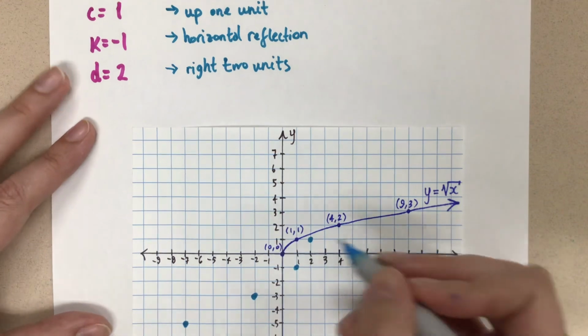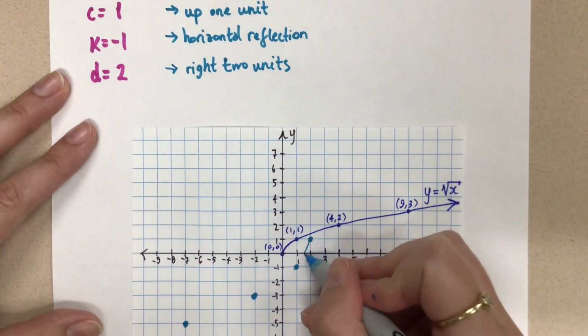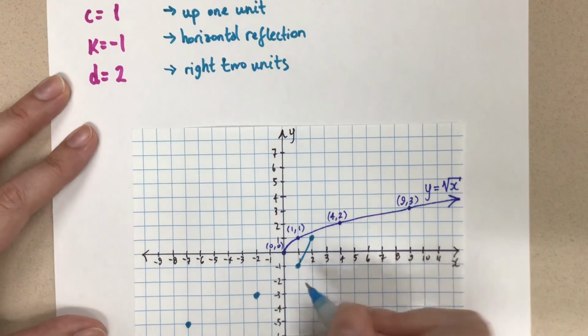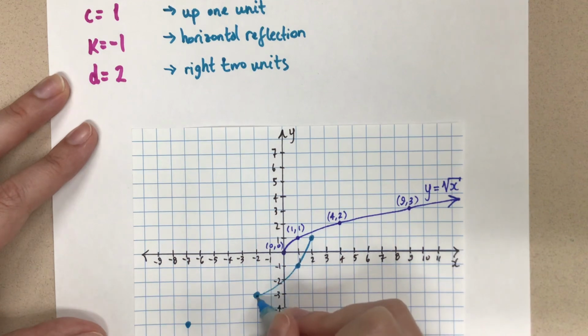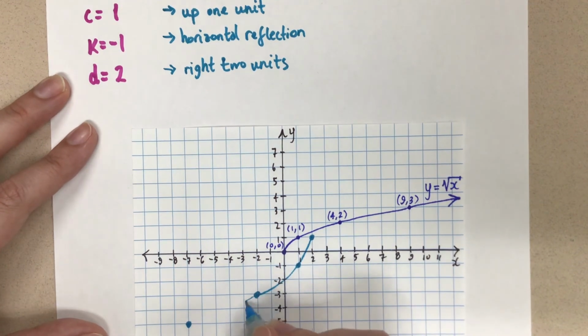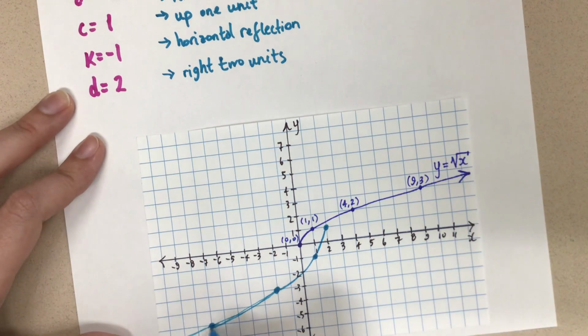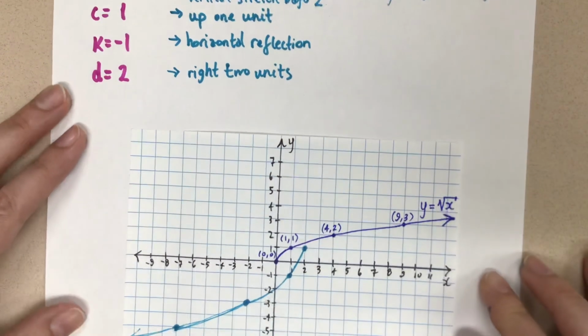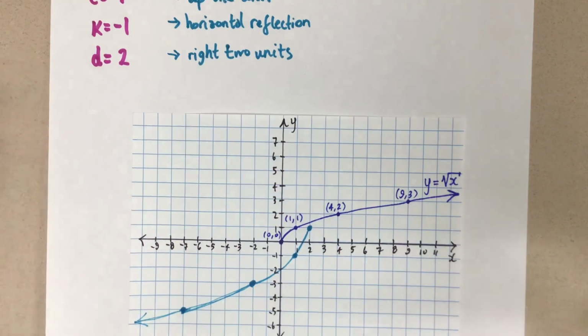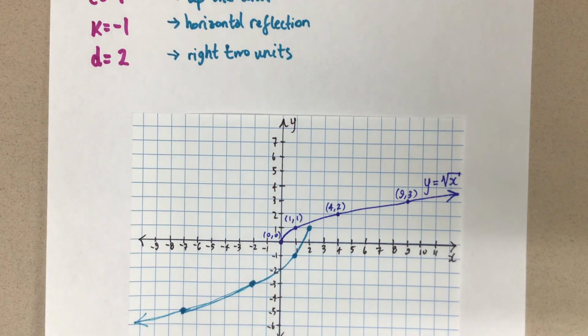Okay, take a look at this curve. Let's sketch it in. Just roughly, because it is a hand-drawn sketch, so it's not exact. I'm a little off there. Okay, there it is. Our transformed function.